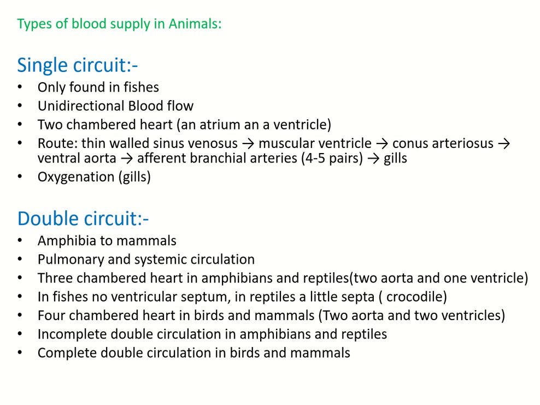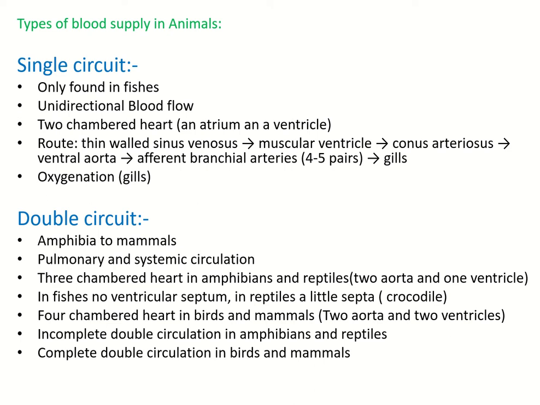Now there are two major types of blood circulation found in the body of vertebrates. Number one, single circuit circulation. Number two, double circuit circulation.